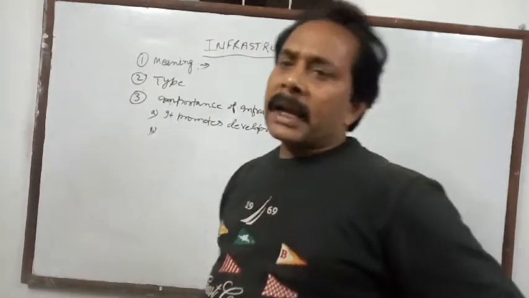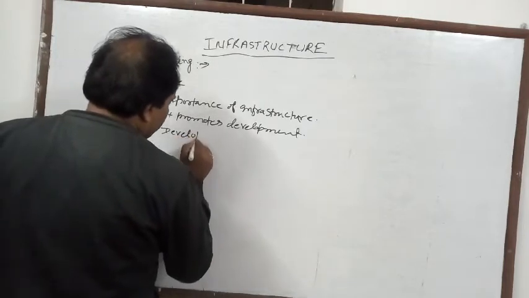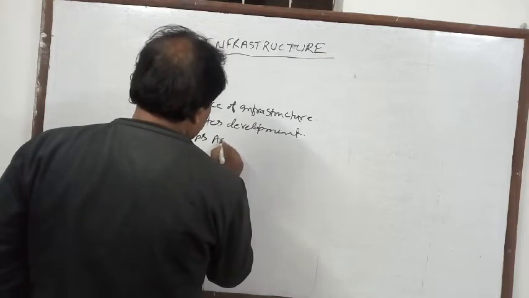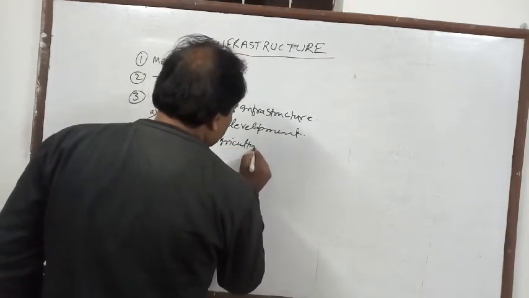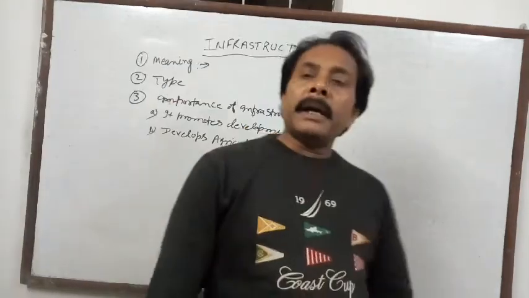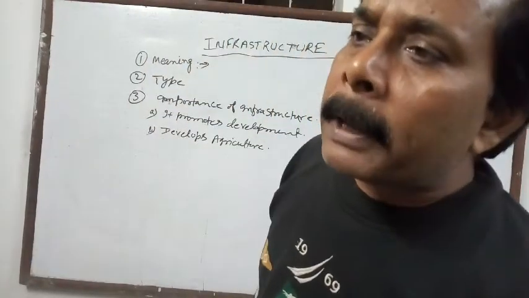Second, infrastructure develops agriculture. Okay, so the second point is that it develops agriculture. So how does it develop agriculture?